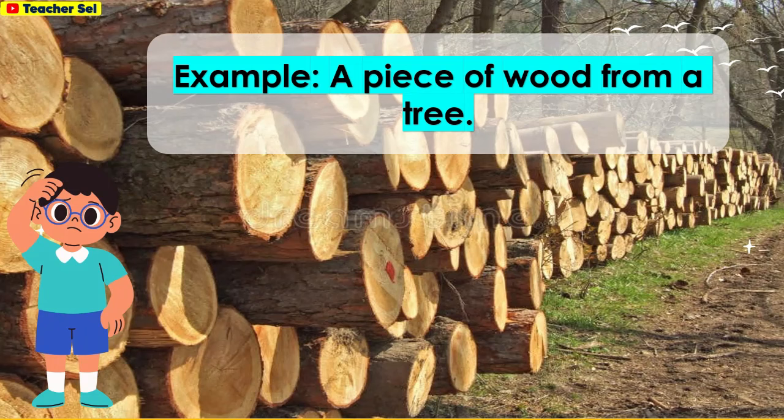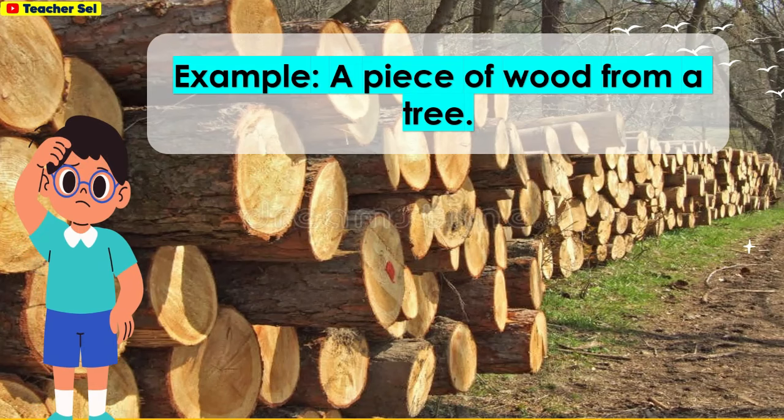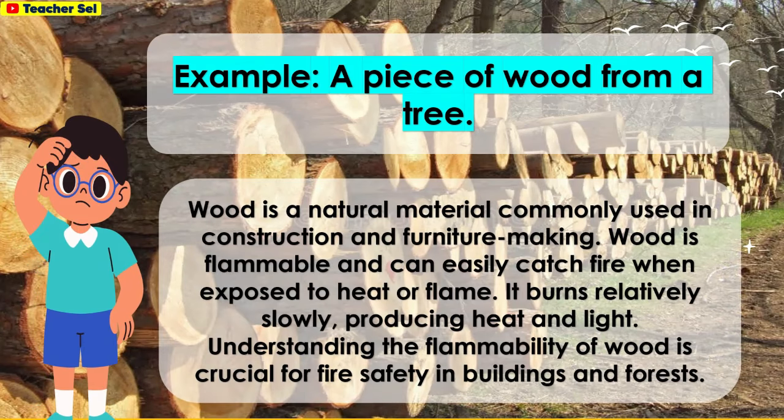Example, a piece of wood from a tree. Wood is a natural material commonly used in construction and furniture making. Wood is flammable and can easily catch fire when exposed to heat or flame. It burns relatively slowly, producing heat and light. Understanding the flammability of wood is crucial for fire safety in buildings and forests.